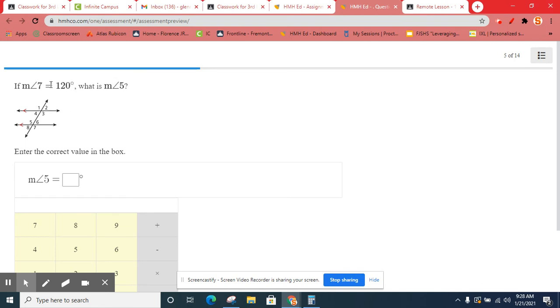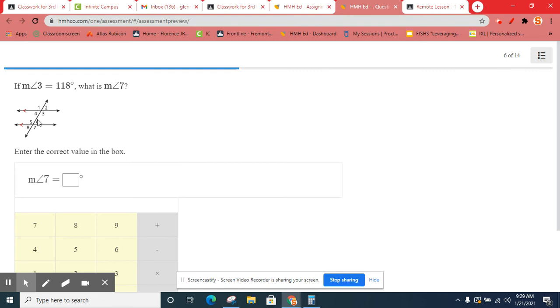Then the last couple here: angle 7 is 120. Here's angle 7. What is angle 5? These are called vertical angles, and vertical angles are congruent. You can notice that angle is large, that angle is large. So if that's 120, angle 5 is going to be 120 as well.